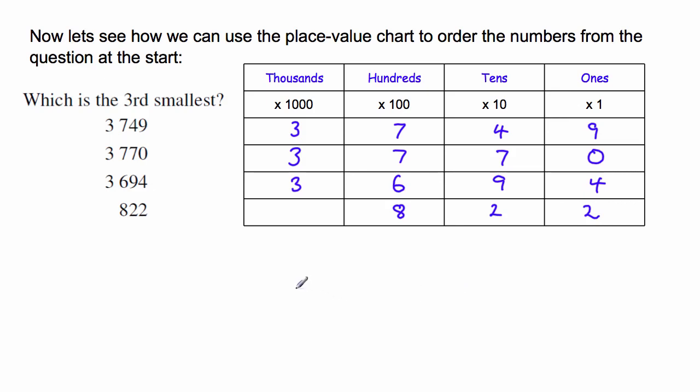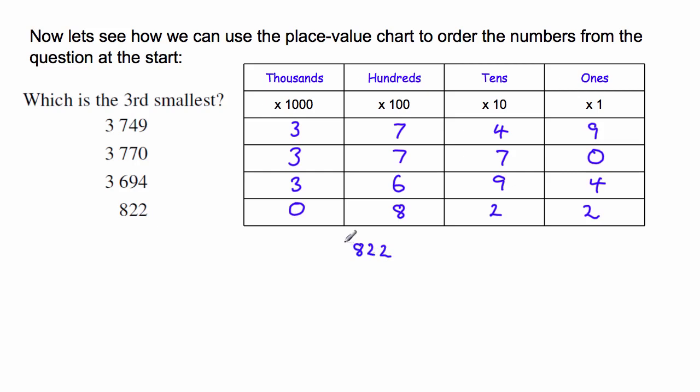In order to write these from the largest to the smallest, or in this case, we're actually going to look at the third smallest. So we're going to go from the smallest to the largest. We've got to find which number is the smallest. In order to do that, we go to the first column, the thousands column, and we look to see which of these numbers is the lowest. In this case, there's actually a 0 here because it's a placeholder. There are no thousands, and yet you've got 3 thousands in each of the other ones. So immediately we know that 822 is the smallest number.